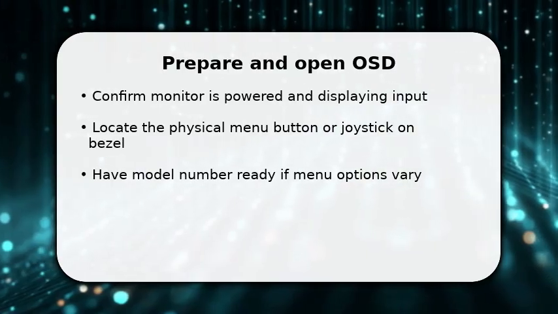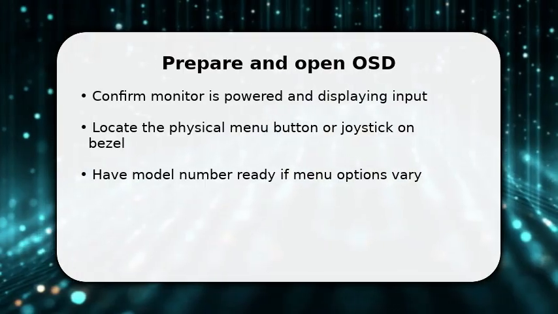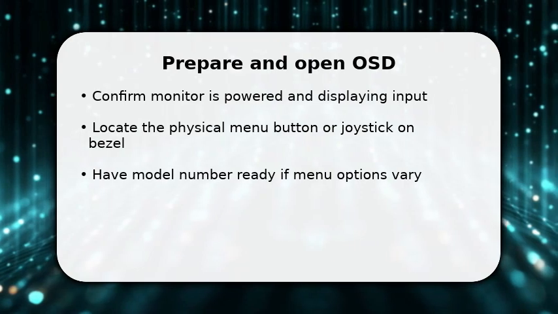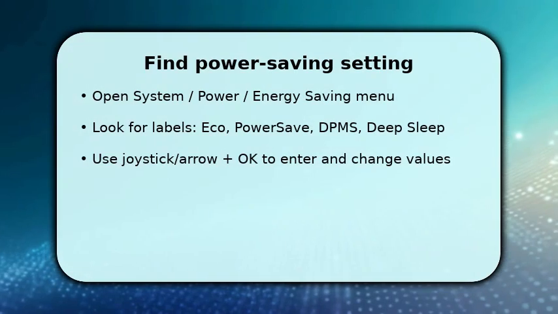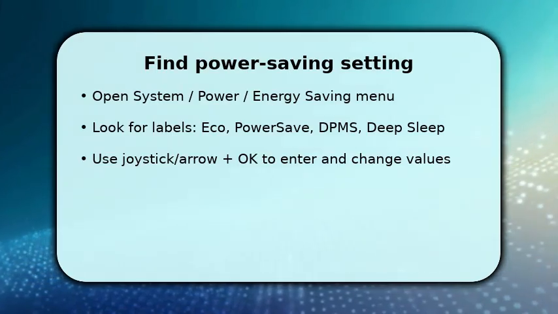Once the OSD appears, navigate immediately to the main settings or system section. Make sure you move through menus steadily to avoid auto-exit. You now locate the power-related submenu. Look for System, Power, Energy Saving, or Eco labeled entries because manufacturers use different names.